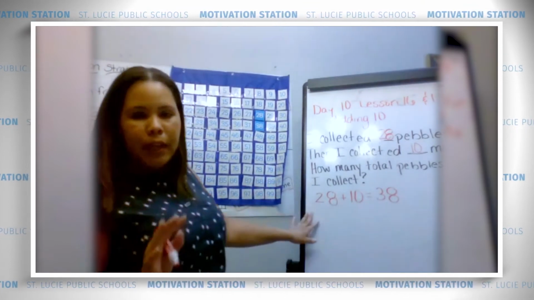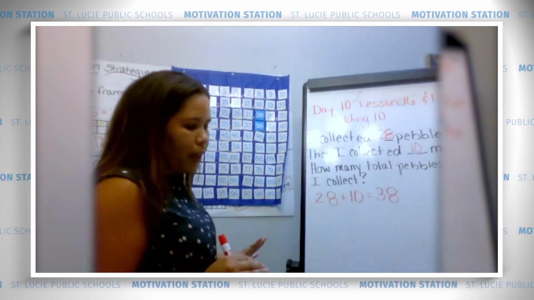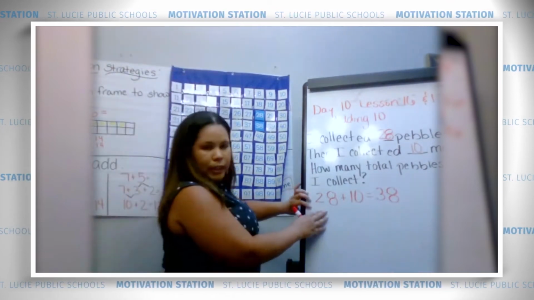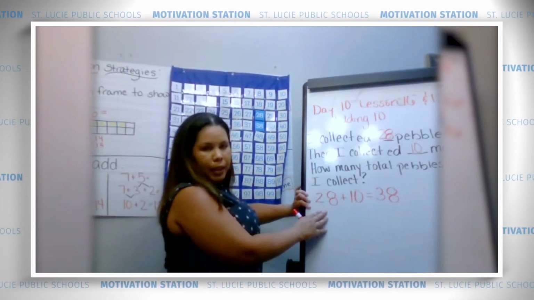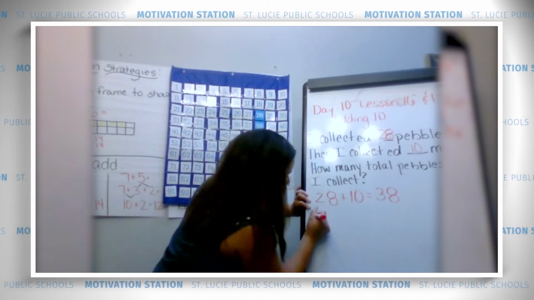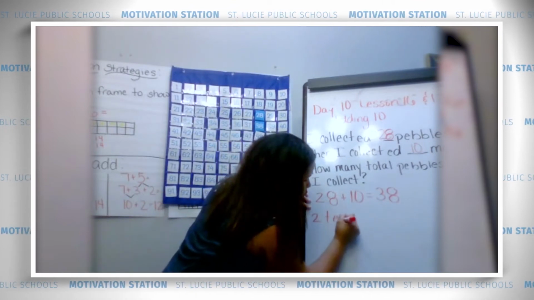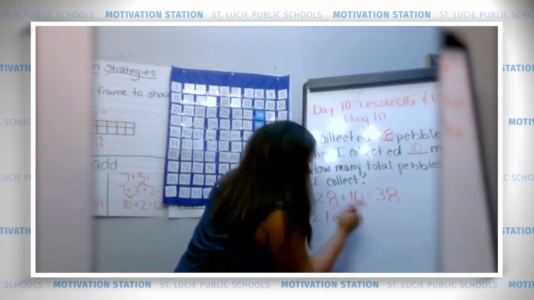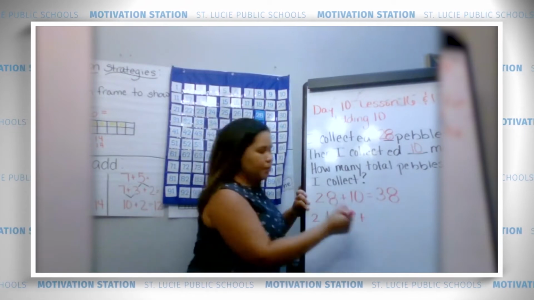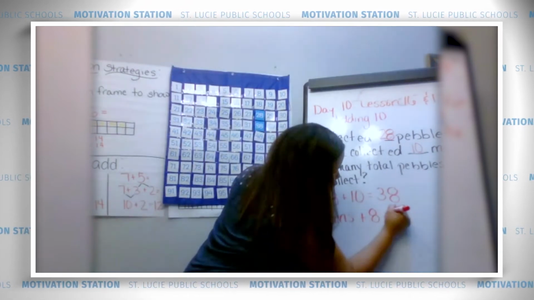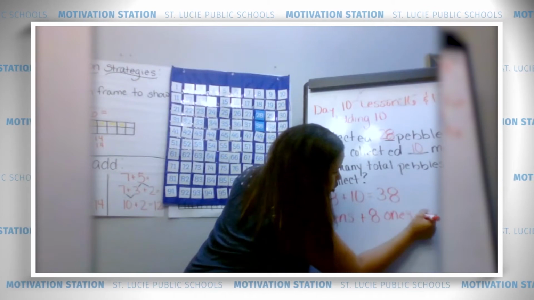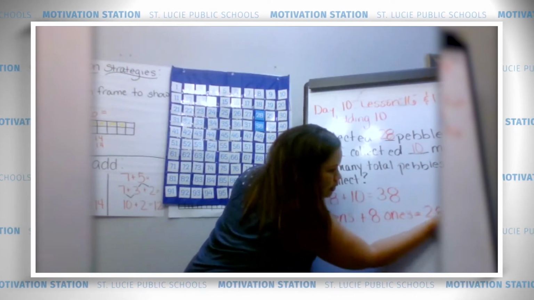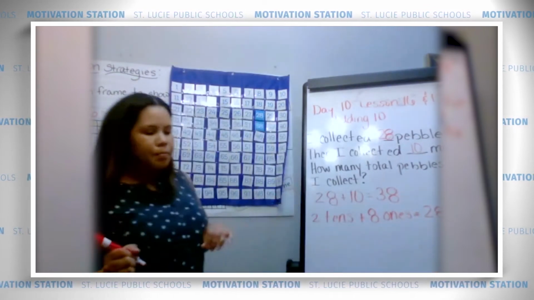Yes, we can split our numbers into tens and ones. So first, let's split our 28. How many tens do we have? Great, 2 tens plus how many ones? 8 ones. 2 tens plus 8 ones is the same as 28.